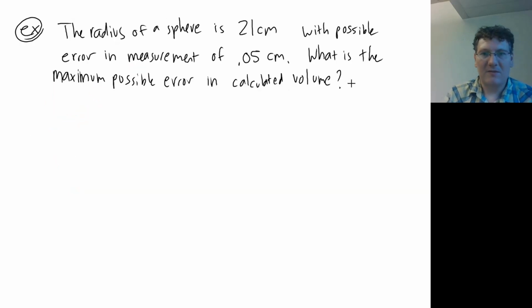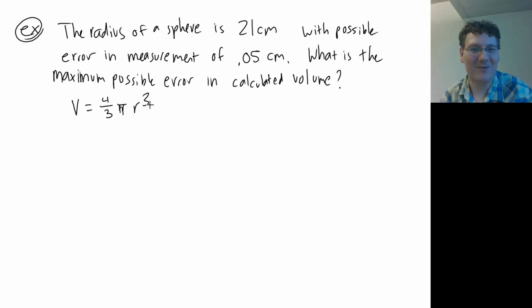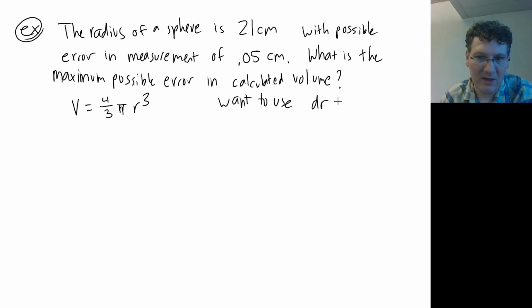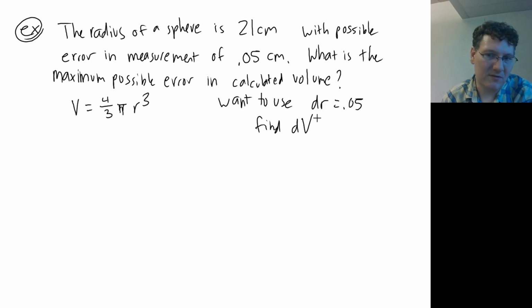Okay, so the radius of a sphere is 21 centimeters, with a possible error in measurement of 0.05 centimeters. We want to know the maximum possible error in the calculated volume if we're using 21 centimeters to calculate the volume. Now remember that the volume of the sphere is 4/3 pi r cubed. And so we want to use a differential for the radius, a dr of 0.05, and find the differential for the volume.